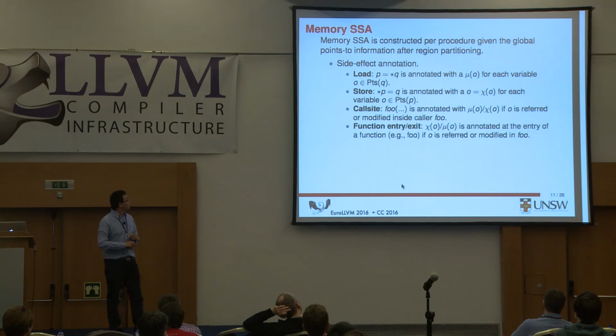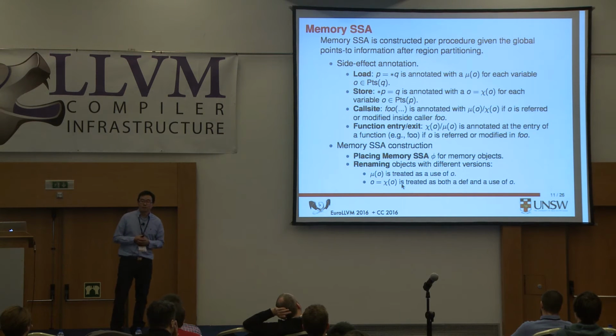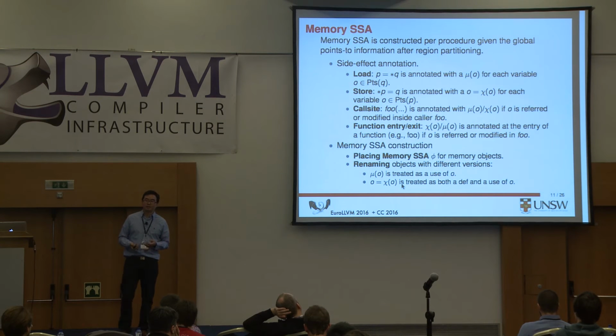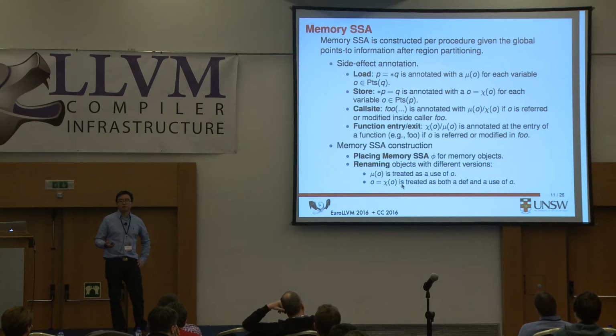And the function parameter, function entry and exit are also annotated with mu and chi to indicate that if a memory object O is not defined in the current scope, it may be modified or indirectly read inside the current function scope. The next step is to construct memory SSA form by placing the memory SSA phi for the memory object, and next is renaming. So we treat the mu operator as a use of the memory object, and treat the chi operator as both a define and a use of a memory object.